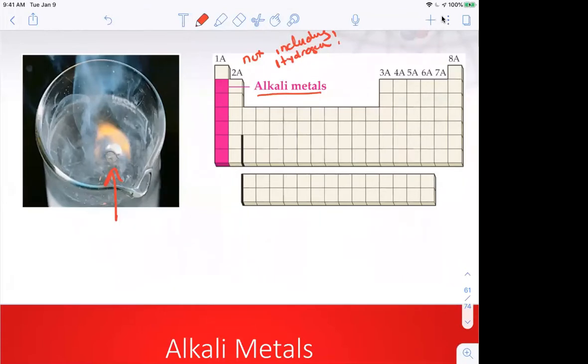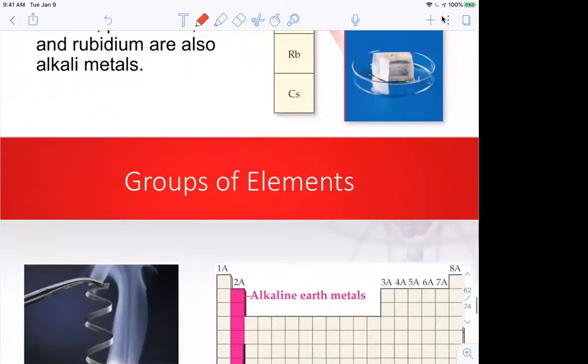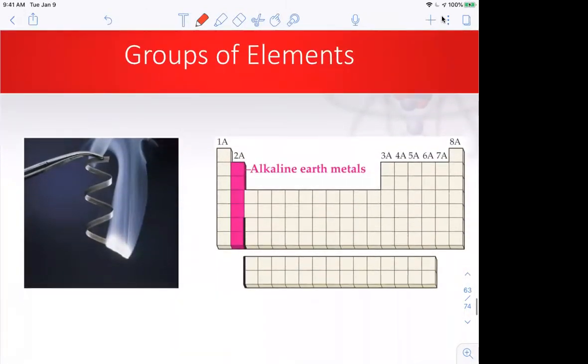And I end up with this burst of flame, and then it propels itself around the beaker. You can look at that if you look up sodium reacting with water on YouTube.